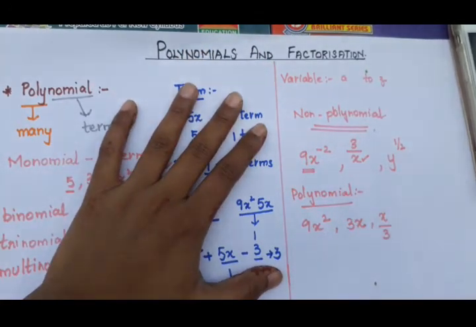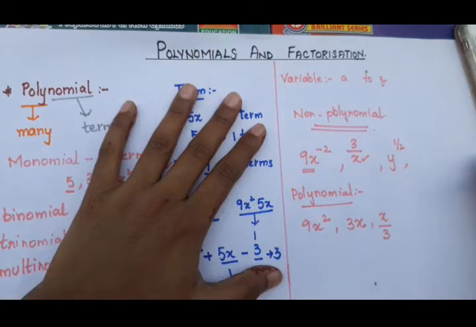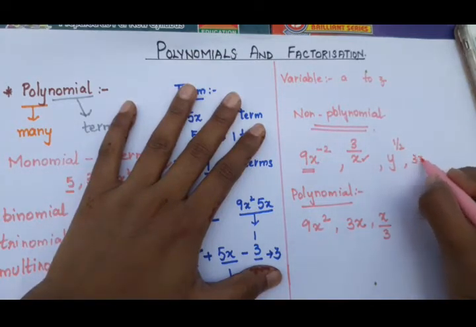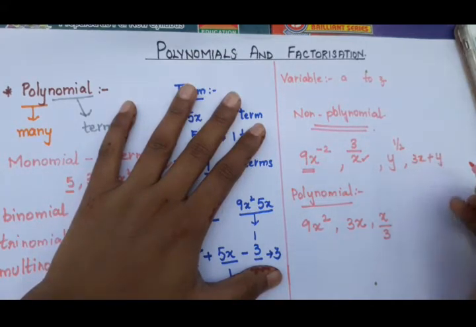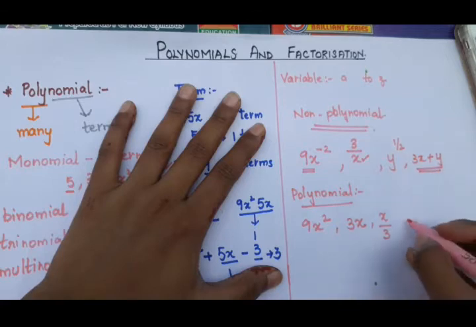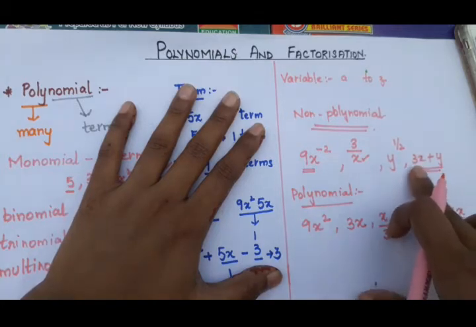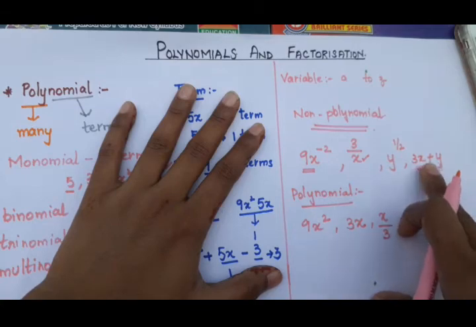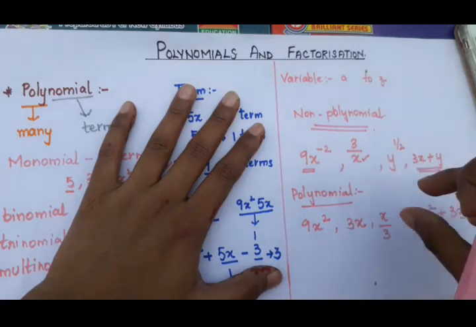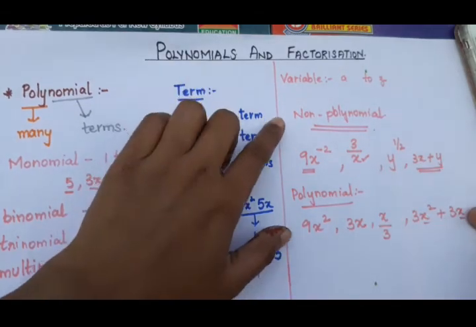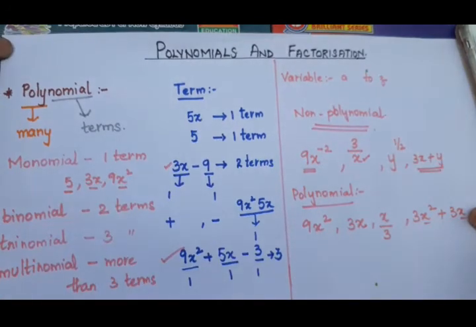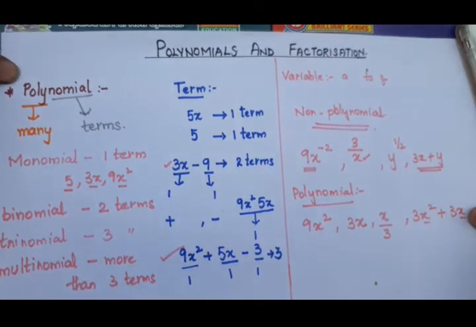Next, in one equation, if the equation is 3x plus y, then also it is a non-polynomial. It should be like 3x square plus 3x. Only the x variable should be in one equation. Okay, if it has 3x plus y, these are different variables, they should not be in one equation, then it is a non-polynomial. Did you all understand, children? This is your today's topic.